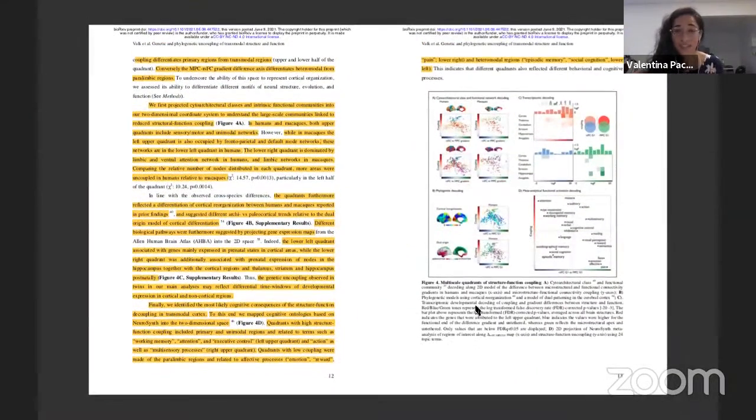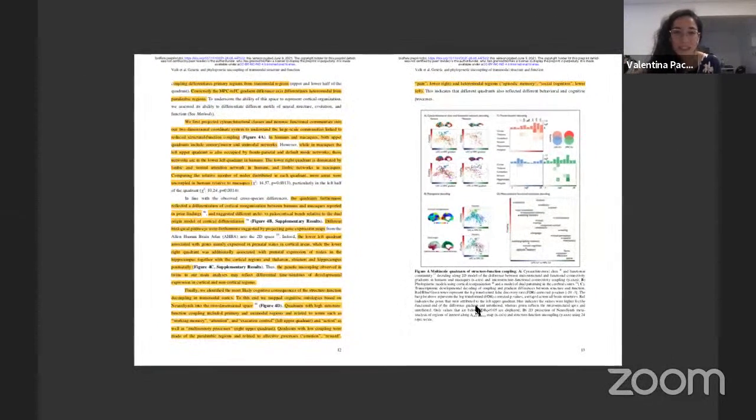So it was a really difficult paper for me to understand, but I was amazed by this analysis that spans from genetics to species differences in humans and macaques.